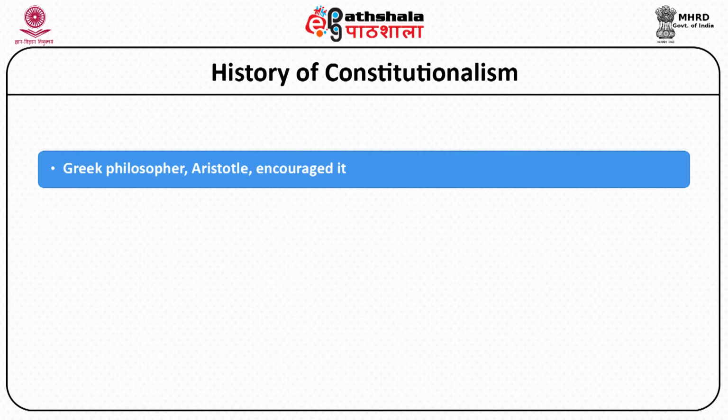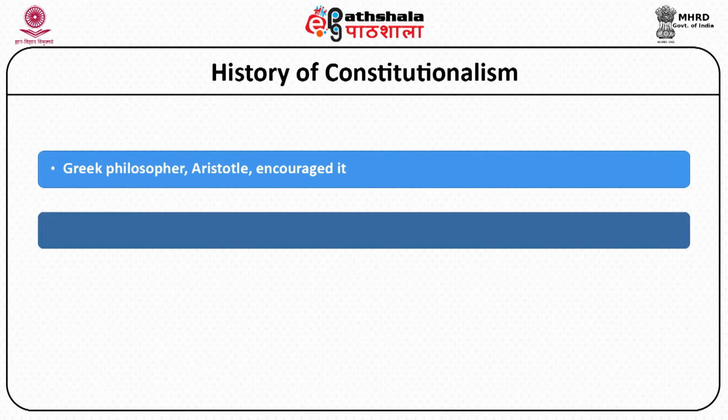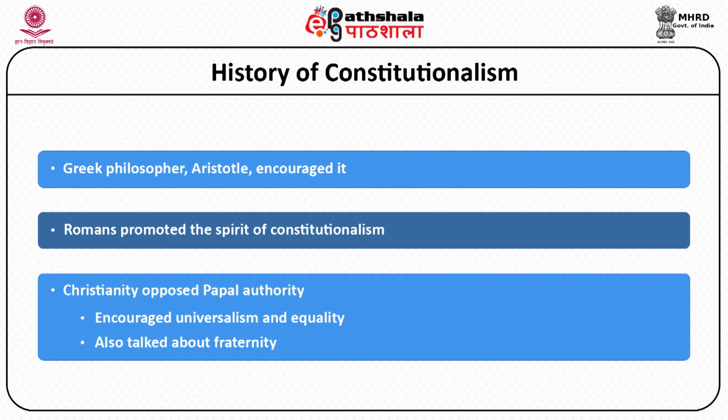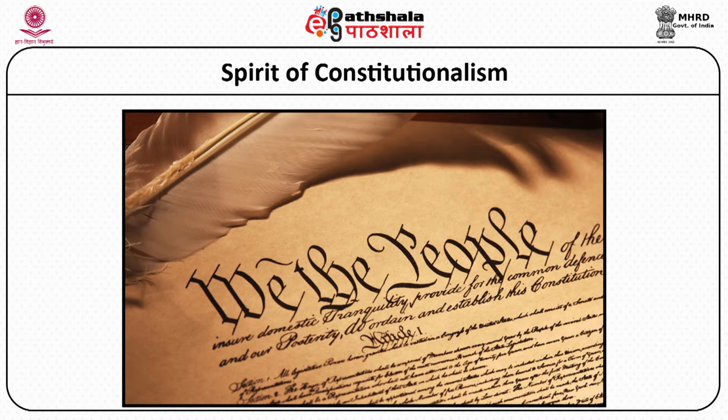The Greek philosopher Aristotle encouraged the idea of constitutionalism. The Romans were very encouraging and very adaptive towards the idea of constitutionalism. They wanted the spirit of constitutionalism to be applied in full force. Christianity at a certain time went against papal authority. They did not want the authority of the church. They wanted universalism, equality, coupled with the spirit of fraternity.